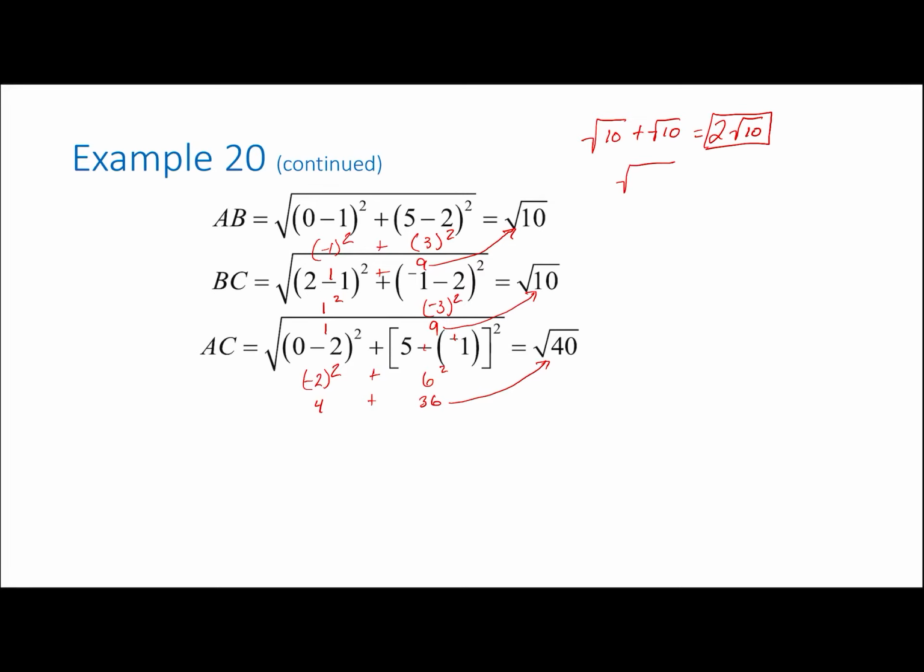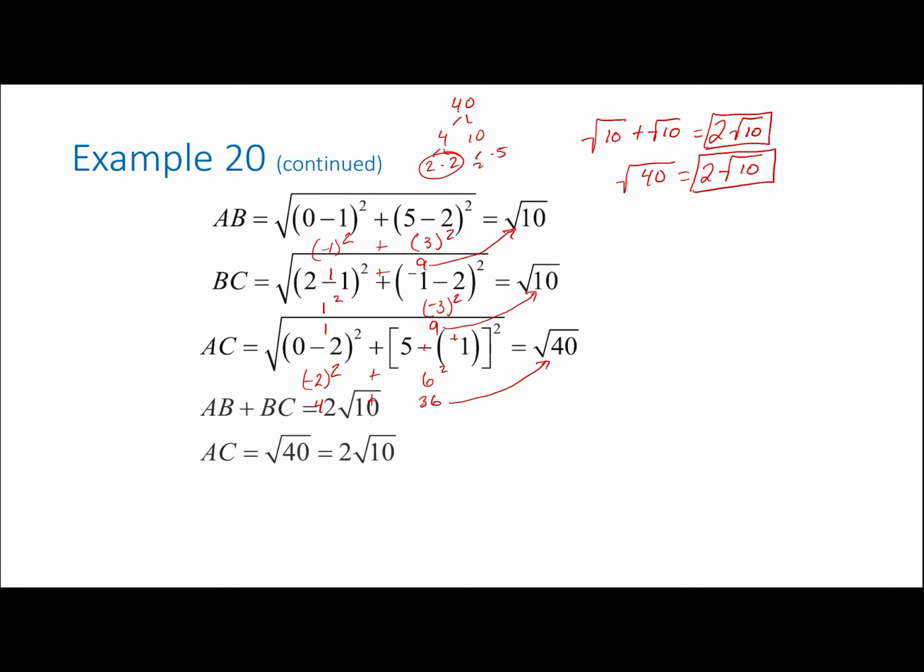The square root of 40, if you simplify it, again, like I talked about previously, 40 is 4 times 10. And so it's 2 times 2 times 2 times 5. Well, there's a group of 2's. Take that 2 out. What's left goes in the radical. In this case, 2 times 5, which is 10. And so you see they are the same, which is what we have there.